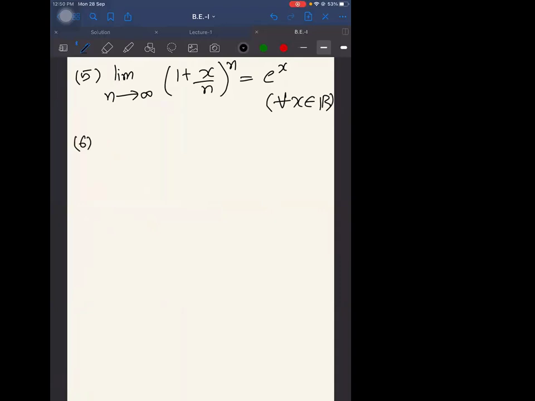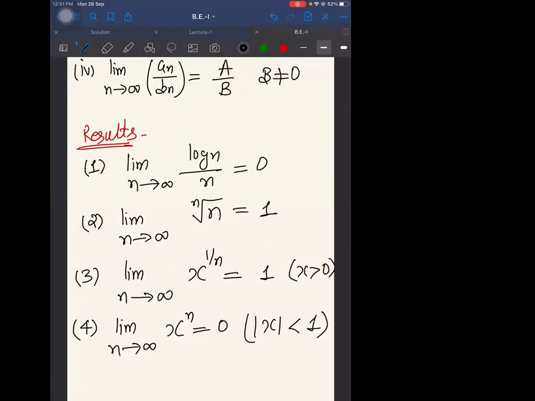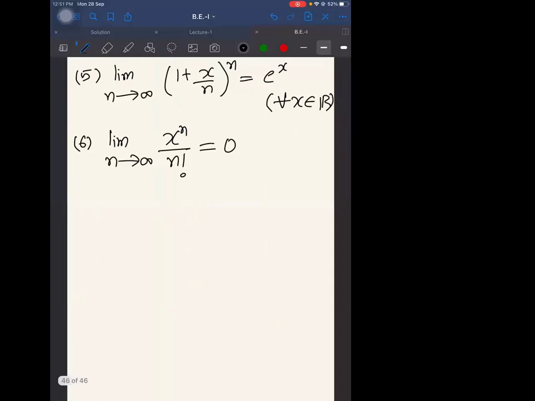And the last one is limit n tends to infinity x to the power n upon factorial n is equal to 0. It is slightly hard to prove. I'll post that proof into the classroom. Okay, so let's do a few questions, and then you'll come to know how the questions need to be solved.